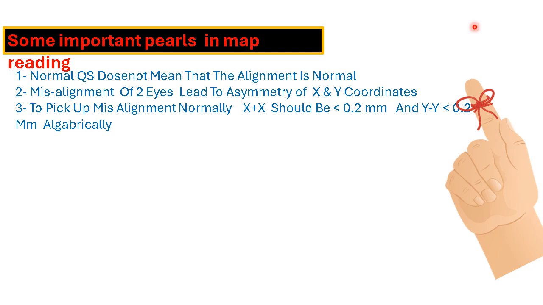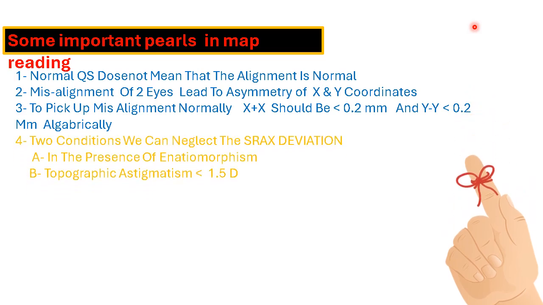Normally, both the Y coordinate and the X coordinate of both eyes should be less than 200 microns. That is 0.2 millimeter if we add them together algebraically, and the summation or the subtraction of the two Y should be less than 200 microns algebraically. Algebraically means we use the plus sign and the minus sign. So if you find these figures, this indicates that your patient is well aligned.